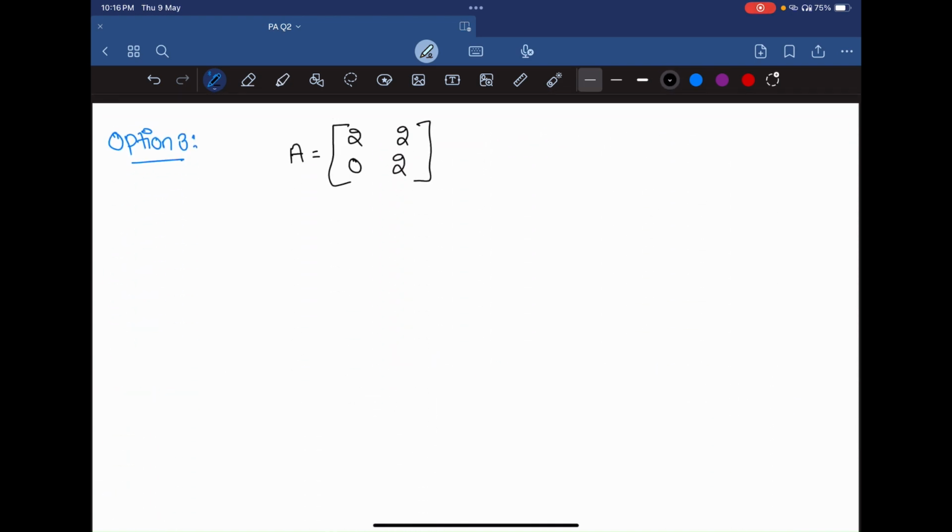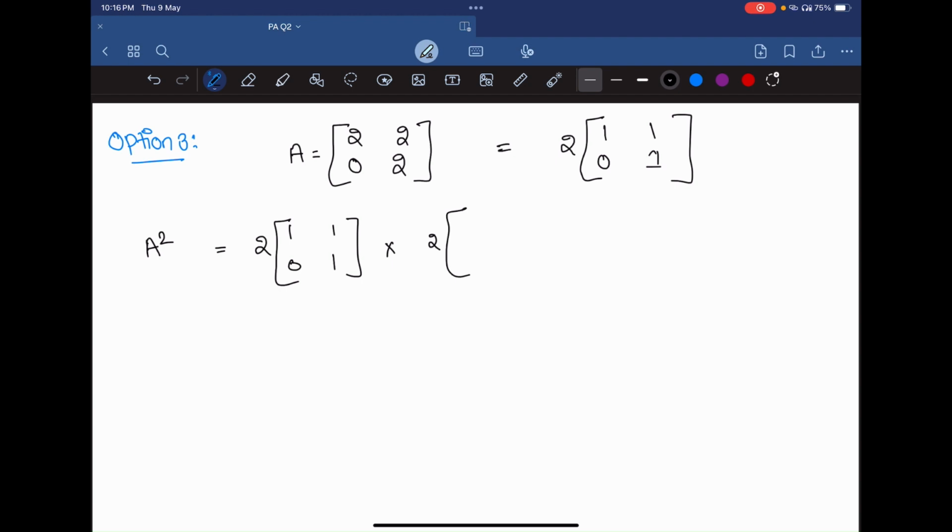So if we do the square of this matrix A, before that we can also write this matrix A as 2 times [1, 1; 0, 1]. I have taken 2 common from this matrix. So if we are going to find A square, this would be 2 times [1, 1; 0, 1] multiplied by 2 times [1, 1; 0, 1]. So the scalars outside would get multiplied to each other. That would give us 2 square.